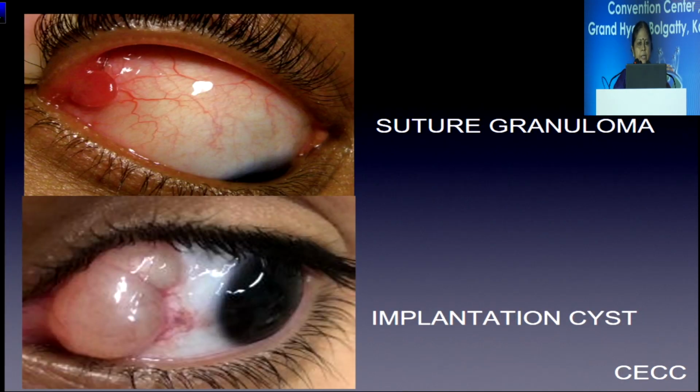Suture-related granuloma and implantation cysts are other minor complications, easy to tackle, but they distress the patient who has undergone a prolonged procedure in the postoperative period.